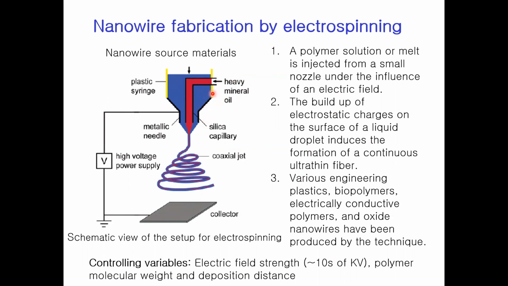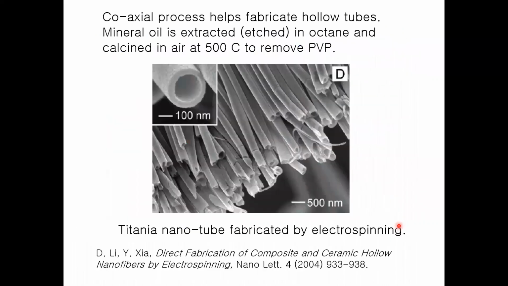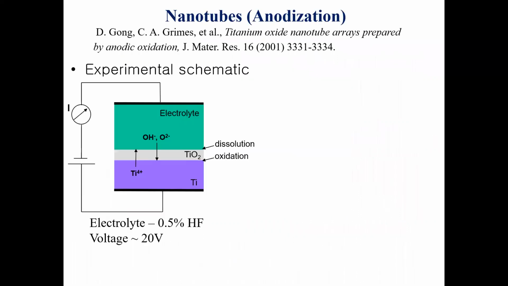So this is a coaxial jet. So you're going to make a coaxial material. One will make the TiO2 fiber, and the core will be the heavy mineral oil that you can etch in octane and etch out that heavy mineral oil and make a hollow nanotube. You can see the hollow nanotube and the larger scale hollow nanotube. Looks like a pretty regular shape, a very amazing type of material.